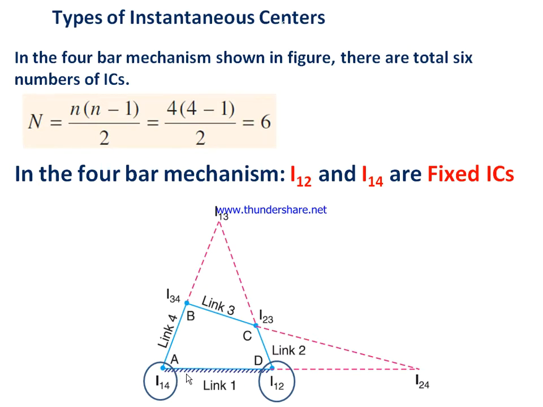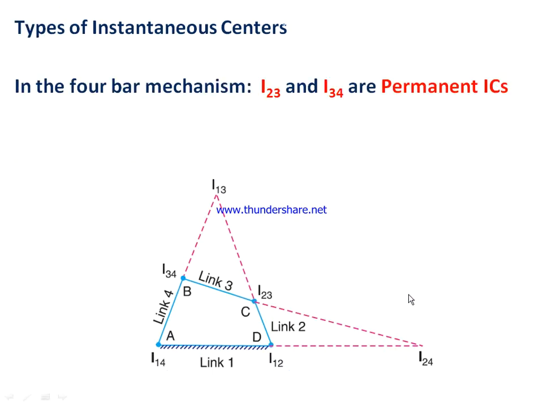Normally they pair a fixed link and a moving link. For example, between link 1 and link 4, link 1 is fixed and link 4 is moving, and link 1 is fixed and link 2 is moving. So here at D we have the fixed instantaneous center.